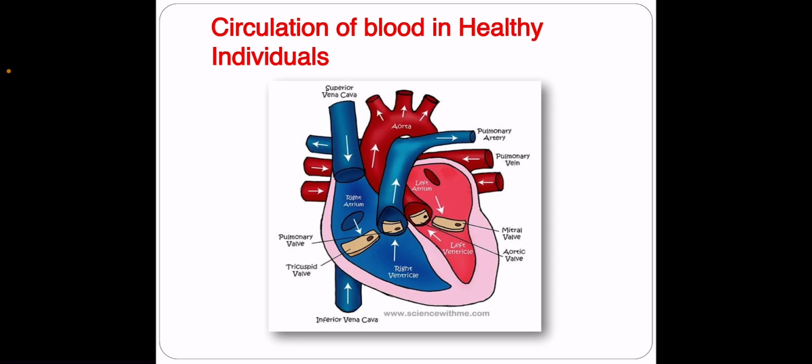In the pulmonary vein, there is an aortic valve. From the left atrium, it will move to the left ventricle through the mitral valve, and from the left ventricle it will go to the systemic circulation. So you have to remember that in our body, there is only one artery which carries deoxygenated blood, the pulmonary artery, and only one vein which carries oxygenated blood, the pulmonary vein.